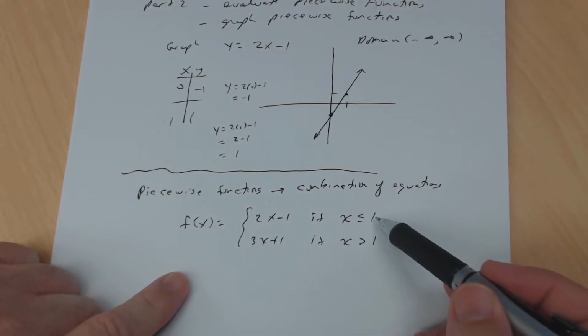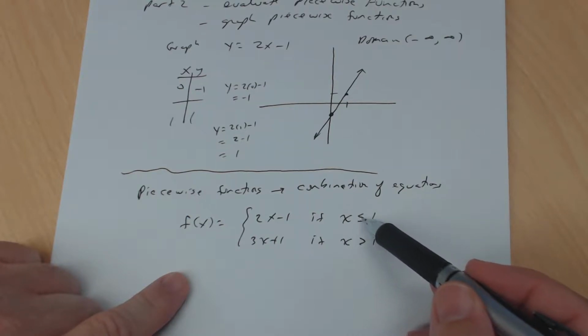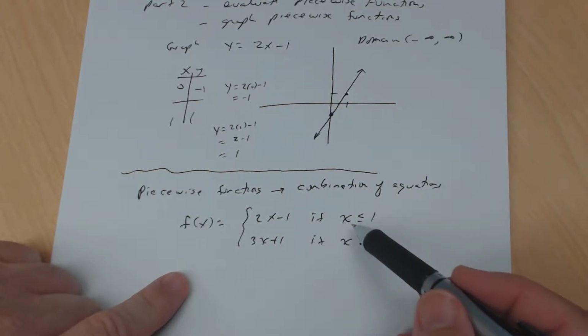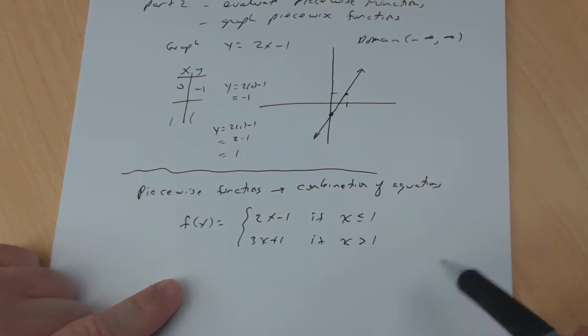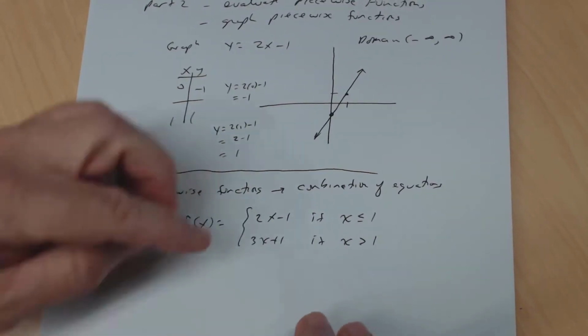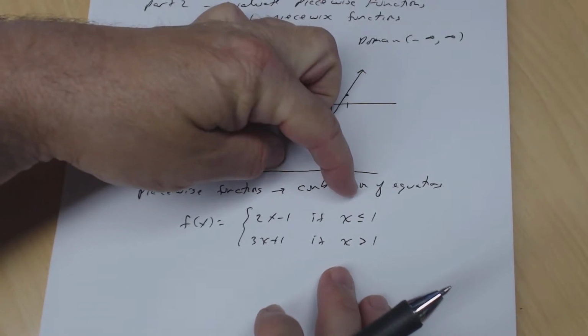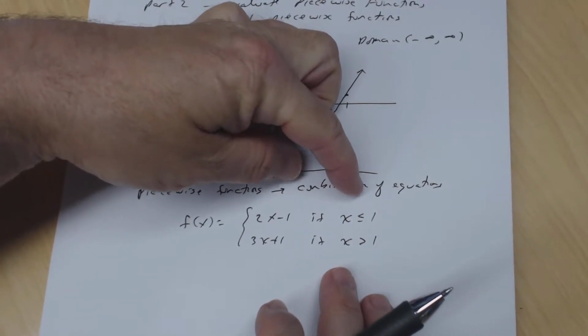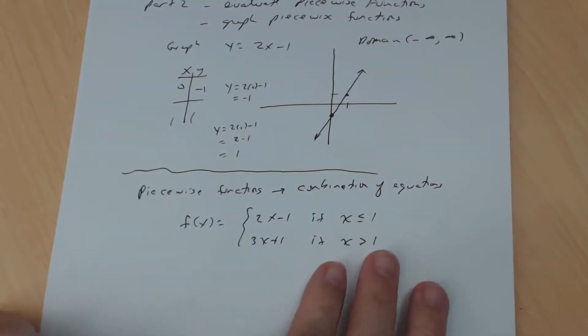Normally, though it's not always the case, these numbers will be the same, and the pieces cannot overlap. So if this is x less than or equal to 1, then this would be x greater than 1. It wouldn't be greater than or equal to 1, because then if x is 1, you would have two different y values, and it would no longer be a function. So it would look something like this.